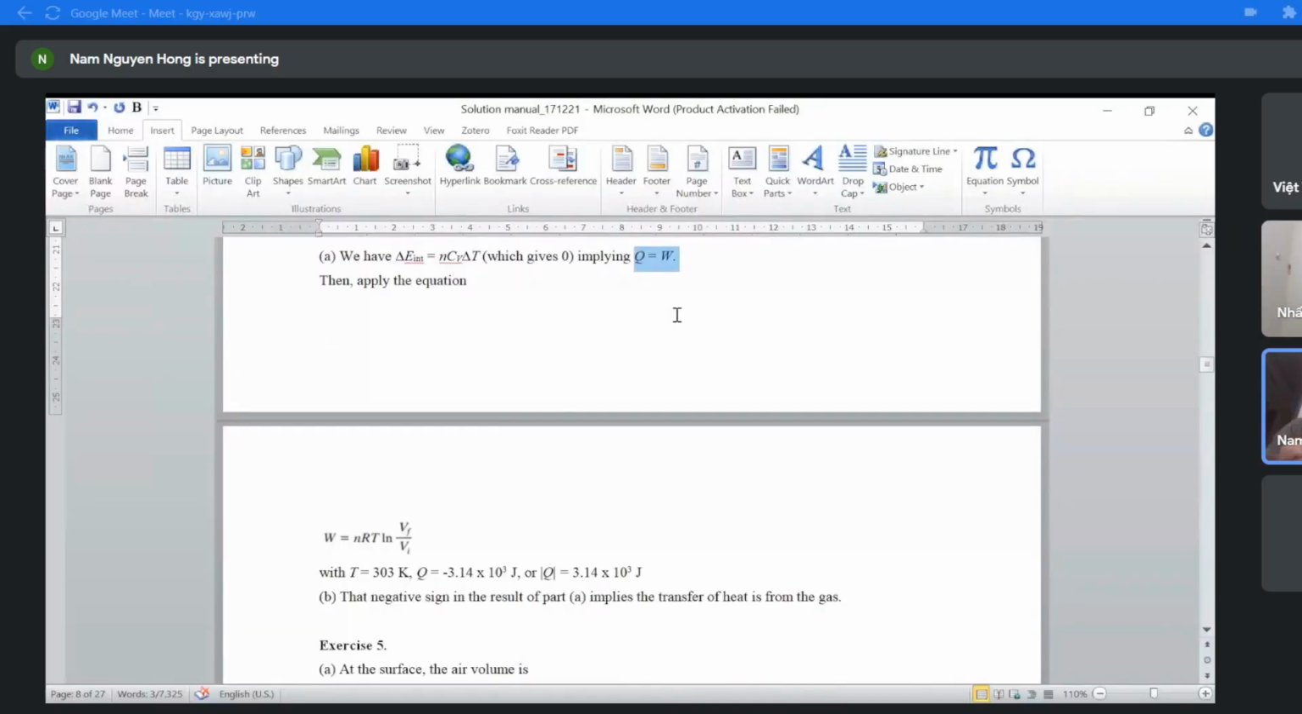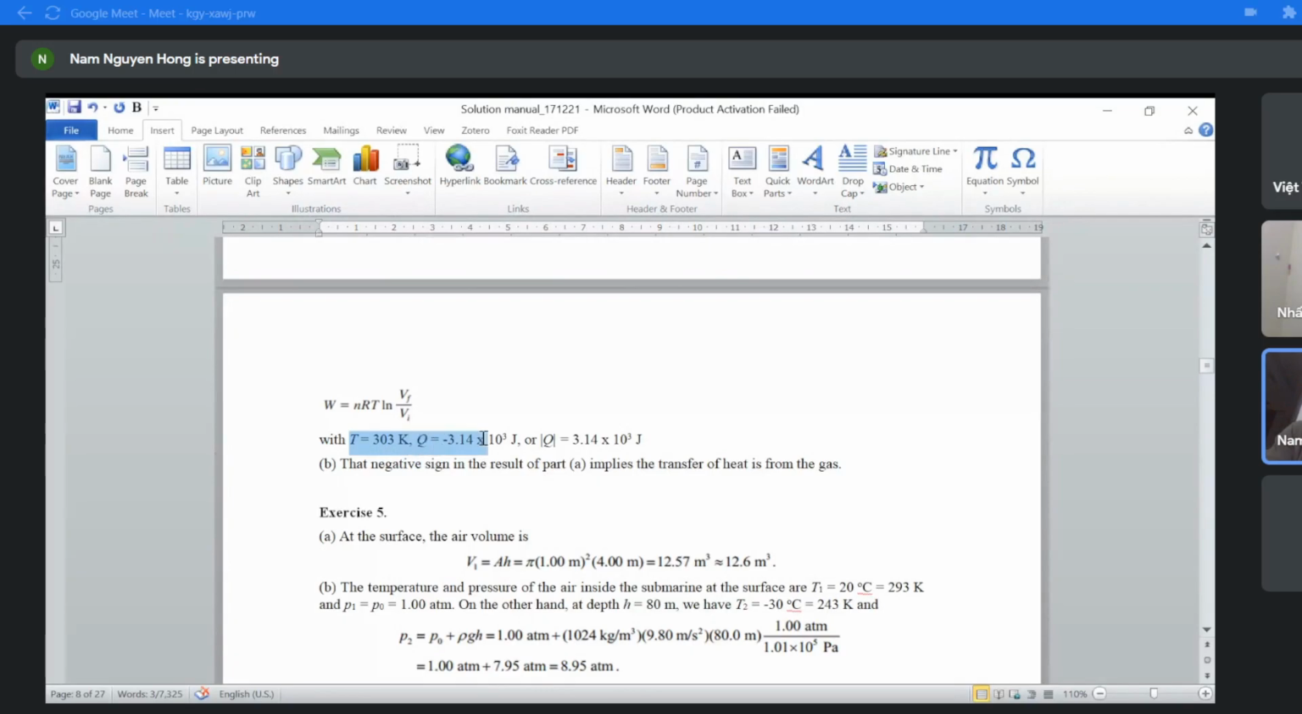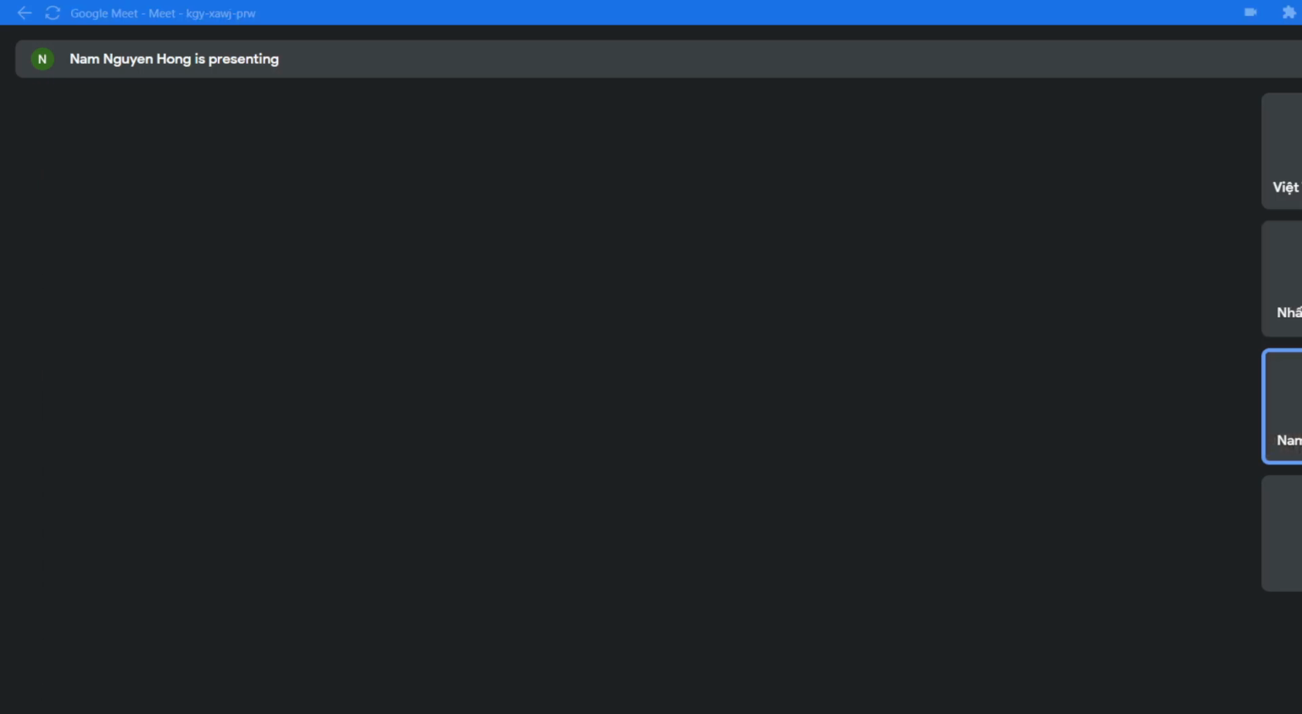Now the problem becomes finding the work done by an isothermal compression. And for this we know that we can use this formula to calculate the work done by an isothermal compression. Then we know the temperature, it should be in kelvins. Okay, we can calculate the work, and then the heat transferred.